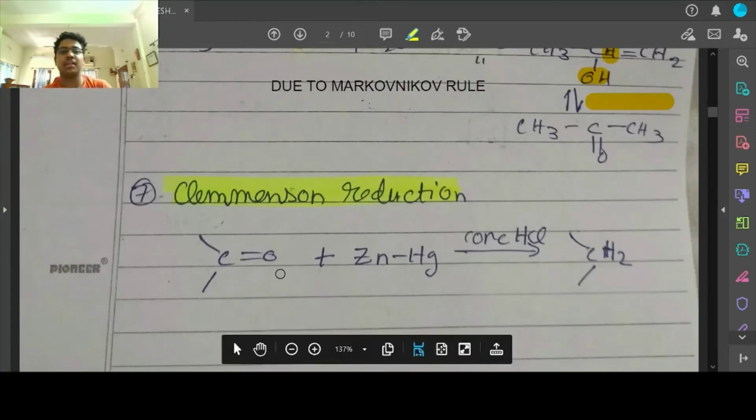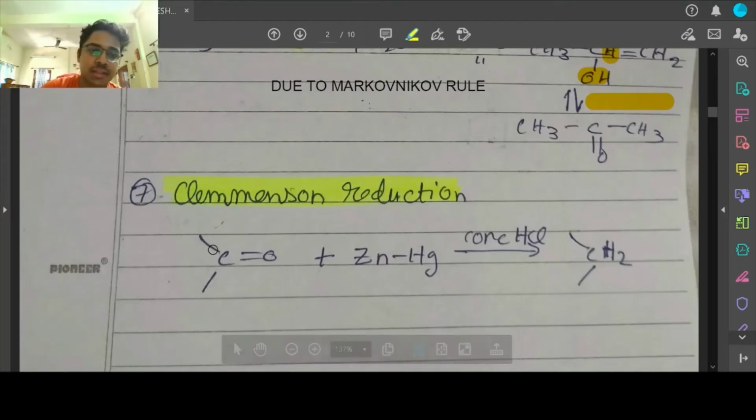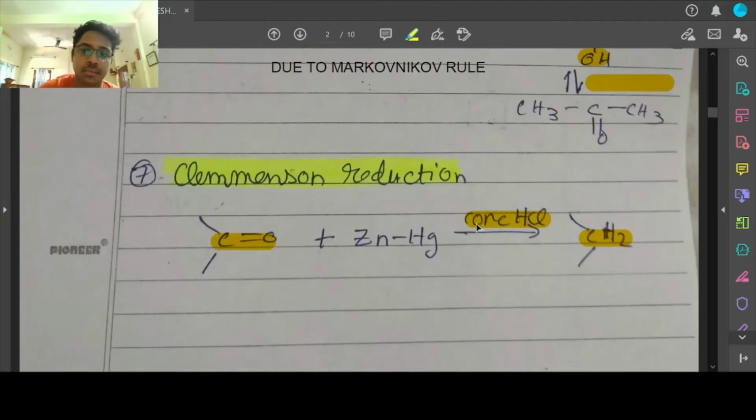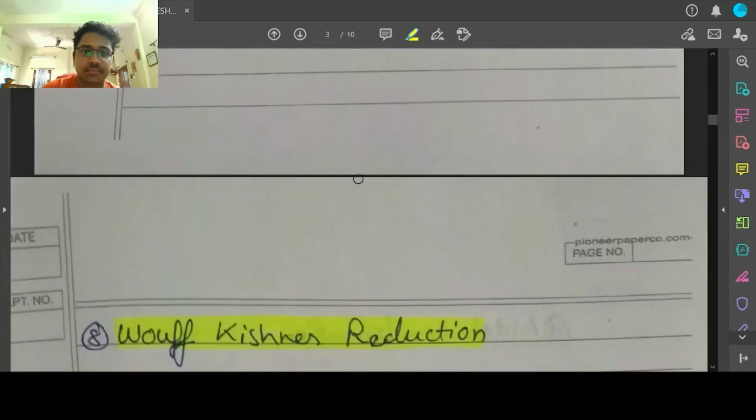So the main thing in Clemmensen reduction is that any ketonic C double bond O group, on reaction with zinc amalgam and concentrated HCl, is converted to a CH2 group. This is important here. Any C double bond O group on reaction with zinc amalgam and concentrated HCl is converted to CH2 group. This is known as Clemmensen reduction. Okay, let us move on.